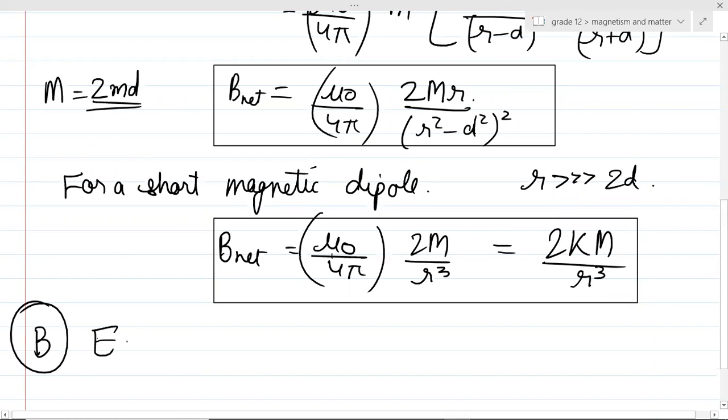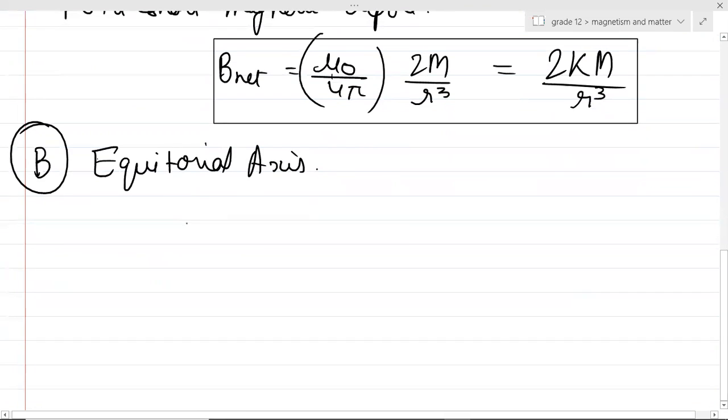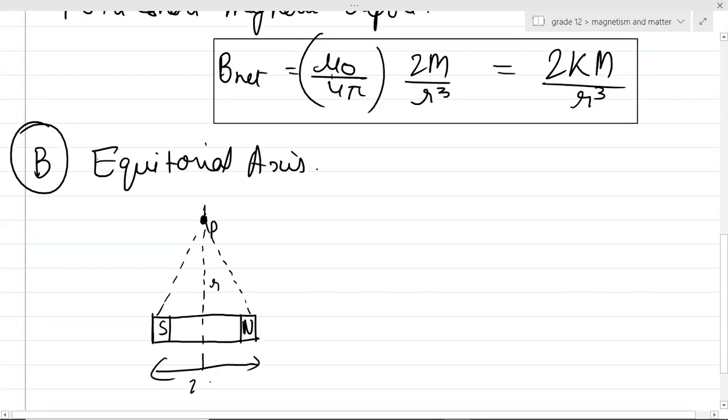If I want it on the equatorial axis, guys, do you want me to write the whole equatorial derivation again? It's fine. I think you people are able to do this because we already did it in electrostatics, right? Suppose this is your point P. This is the north pole, this is the south pole, this whole distance is 2d, and from the center of the dipole you want, at a distance, point P, what is the magnetic field?